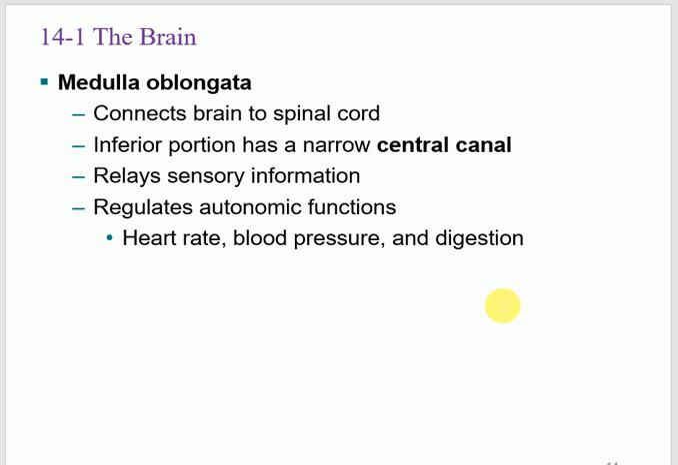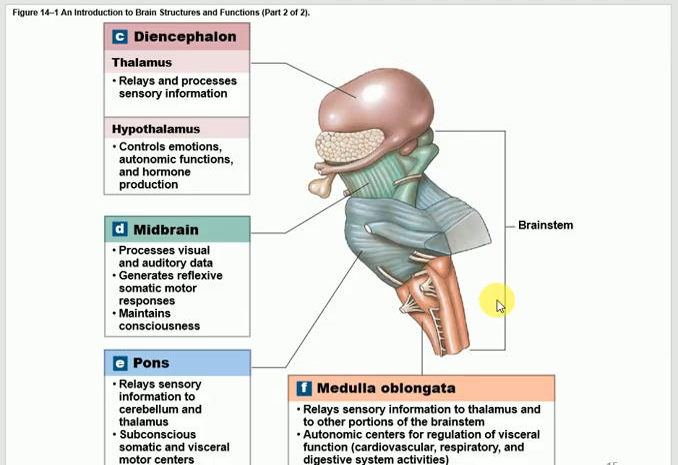Last part is the medulla oblongata, and this is connecting anything above it to the spinal cord. Inside of which there will be part of the central canal that we talked about in the spinal cord, if you guys still remember. Do you remember this canal in the middle of the spinal cord in which the CSF is circulating? It will start here. And this is basically the regulation of autonomic functions. Heart, controlling the heart rate and blood pressure and digestion.